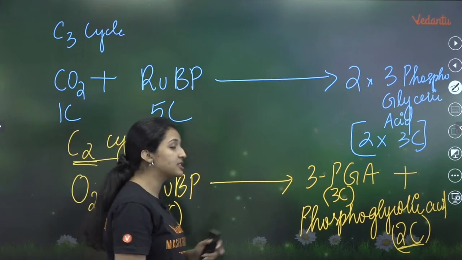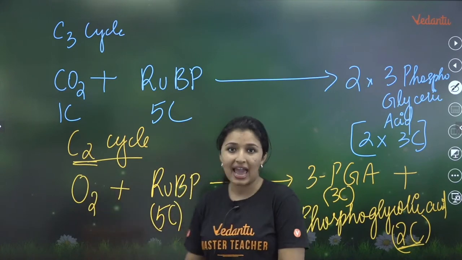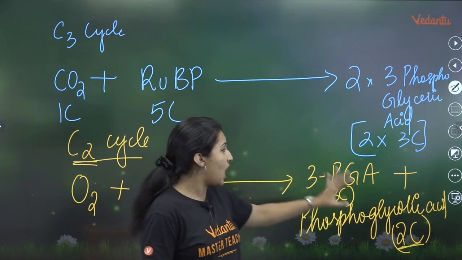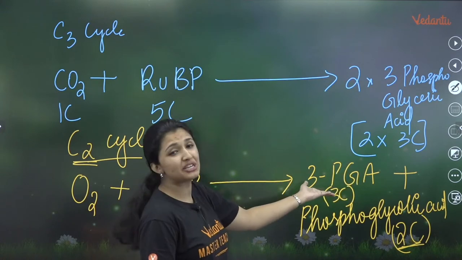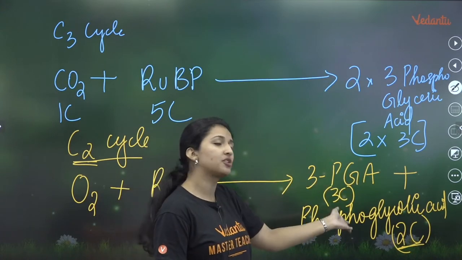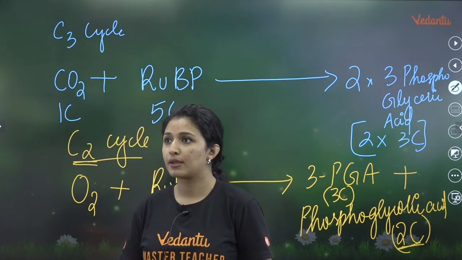Here, photorespiration takes place. They're utilizing oxygen and producing 2 compounds, out of which only this one we can use for photosynthesis. We can only use PGA. We can't use this phosphoglycolic acid. It's a waste of process. Okay?